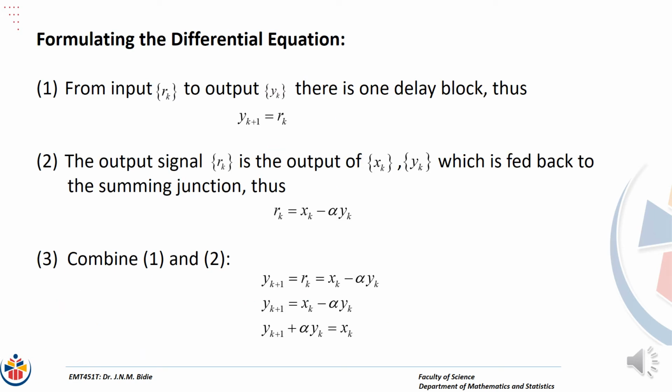As we said, we have yk plus 1 equal to rk, delay block. We've got rk equal to xk minus alpha yk, summing junction. Then both of them are equal to rk. Then we can equate them. And that's the formula we have. Everything that has got y goes to the left, and the input signal remains on the right hand side.